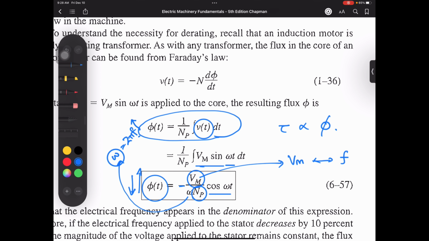So you are going to change Vm by the same ratio to keep flux in the machine constant. Remember one thing, in all electromechanical devices, your V by F ratio has to remain constant. This is very much important. This is true for your transformer also. This is true for your induction machine or any other machine, synchronous generator, motor, whatever. The voltage divided by frequency factor has to remain constant.